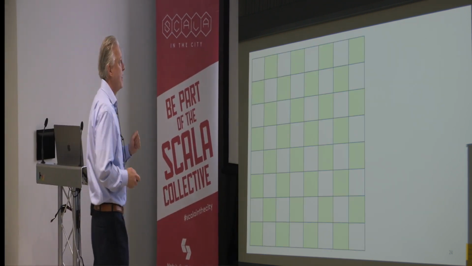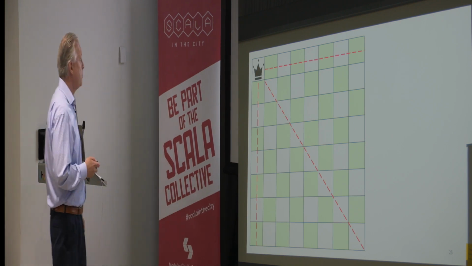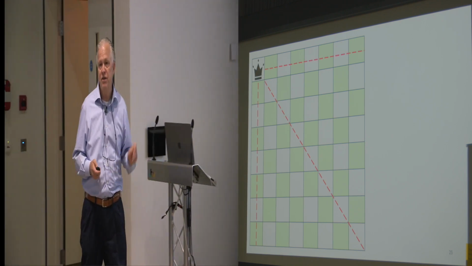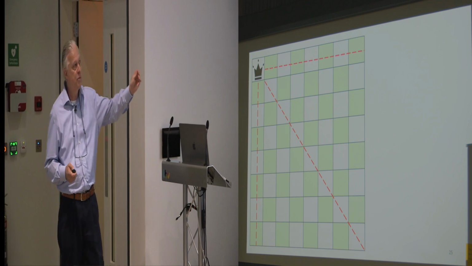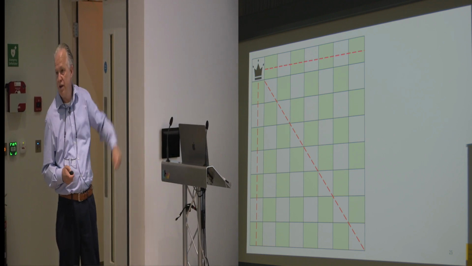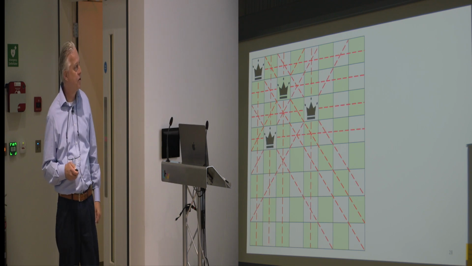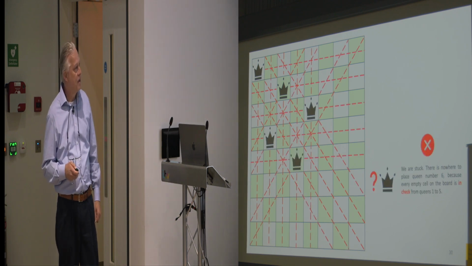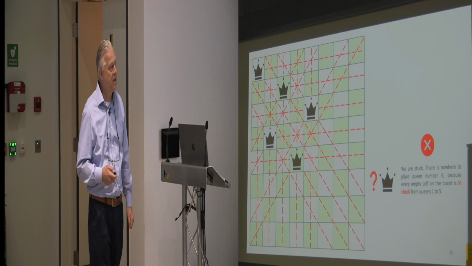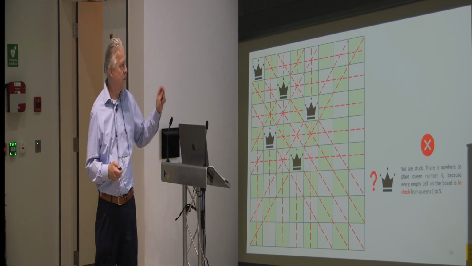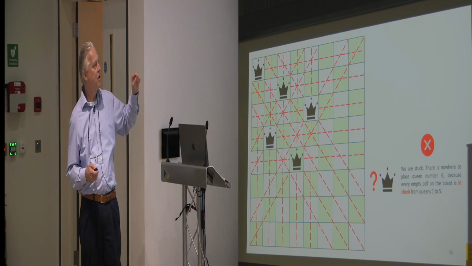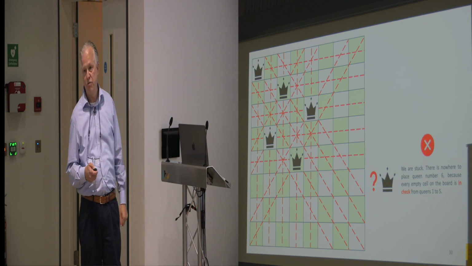So let's try to find a solution to the puzzle. We place the first queen, we cross out the cells that are now no longer available because they're held in check by that queen. We place the second queen and cross out. Place the third queen and cross out, and so on. And we get stuck. We can't place the 6th queen because all the blank cells in that board are held in check by the previous 5 queens.